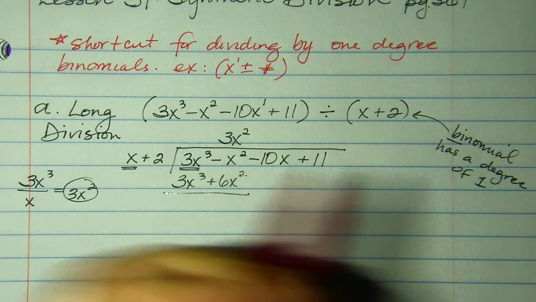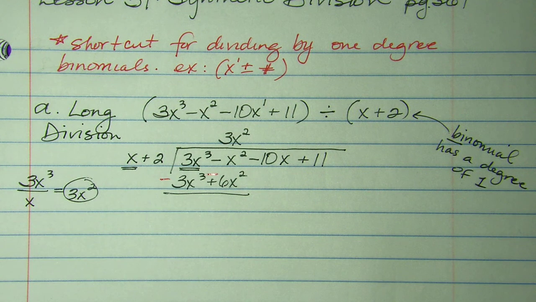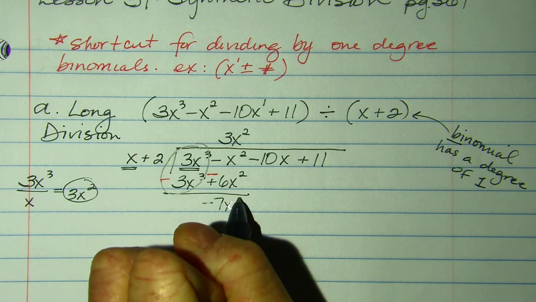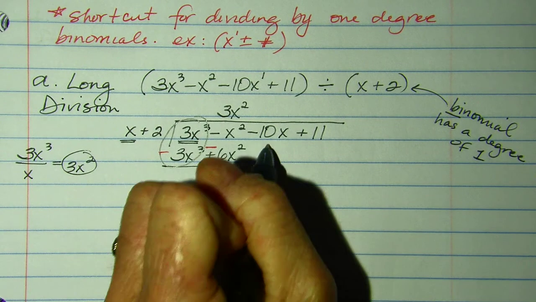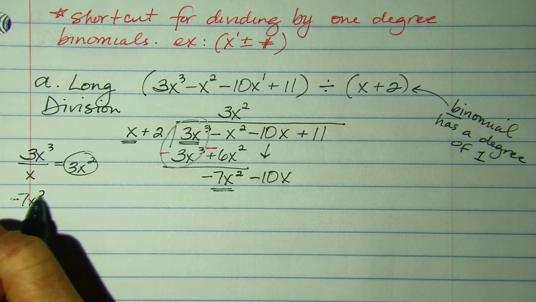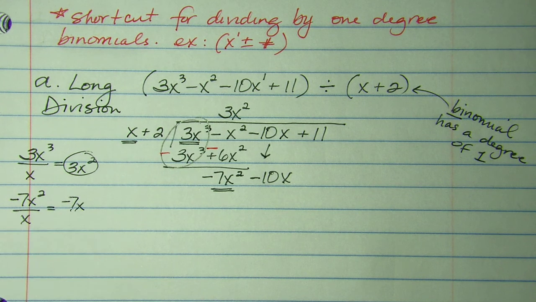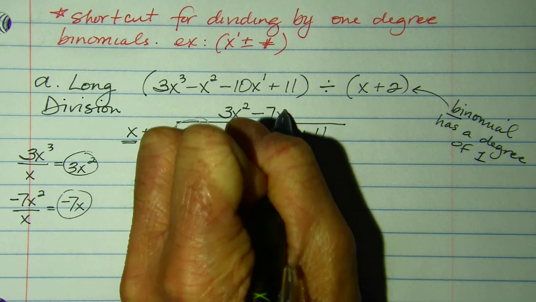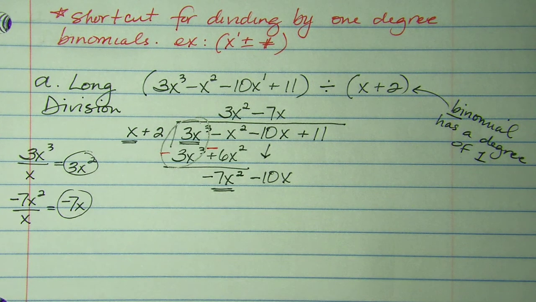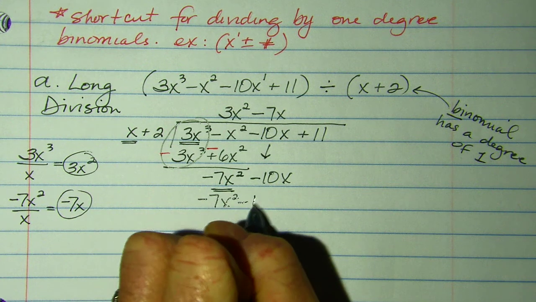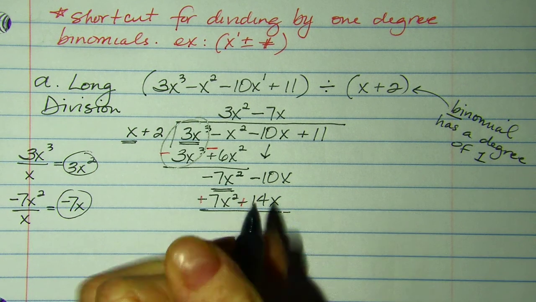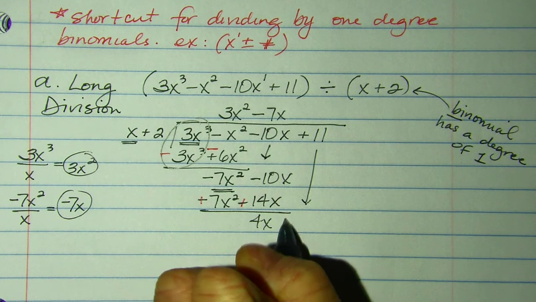I'm going to draw a line, and I'm subtracting both. So the 3x cubed cancels, and I end up with negative 7x squared. Then I'm going to bring down the negative 10x. Now I'm only concerned with the first term, so negative 7x squared divided by x leaves me with negative 7x. This is the second term to go up here. Because this was negative, so is this, so I'm writing a negative 7x up top. Then I'm going to distribute, so negative 7x squared minus 14x. And when I'm subtracting, it changes both of these signs. So I'm left with 4x, and then I'm going to bring down the positive 11.